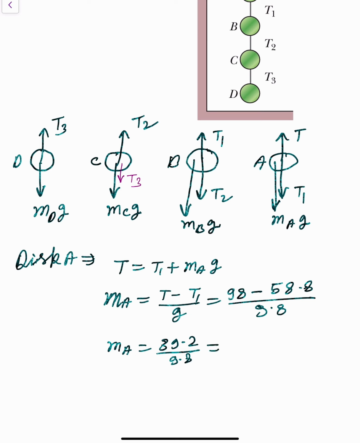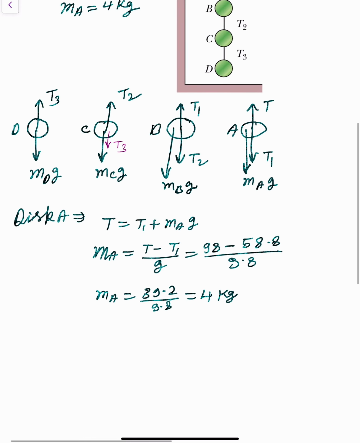So what about that value? Very simple. 39.2 divided by 9.8 is 4. So 4 kg. Okay, so the mass of disc A is how much? 4 kg. Clear? Now next we have to focus on disc B.